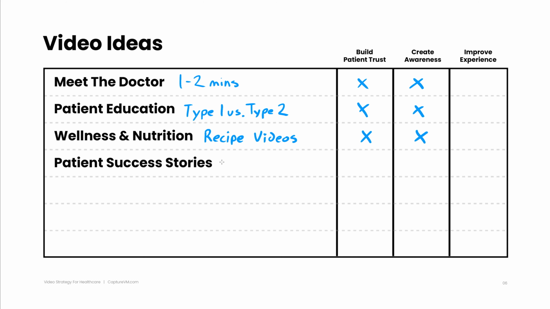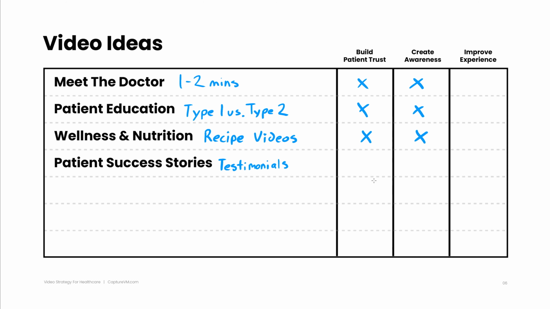All right, so next up is patient success stories or testimonials. Testimonials are a great way to show the quality of your services and the outcomes that you can provide for patients. So a testimonial or patient success story should really be around 2 to 3 minutes. We should talk about how a patient, maybe how they were struggling at first, and then your services like a knee replacement help them get back to life and help them improve their quality of life. So this is a great way to, again, build patient trust and then also create some awareness of the service.